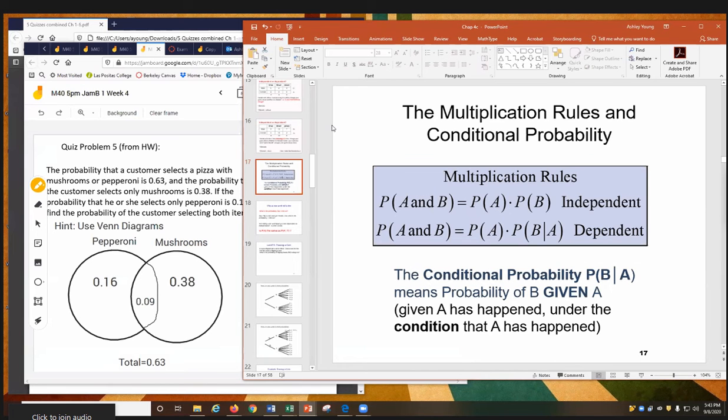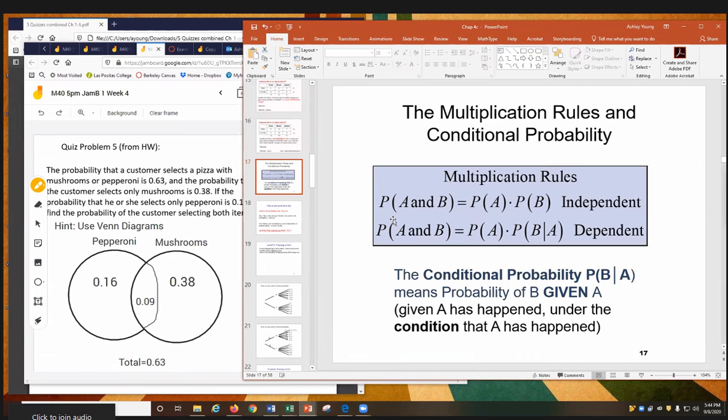Okay, so let's get someone to read this part here. How about Sky? Go ahead. Whole slide, right? Yeah, do you go by Sky, don't you? Yeah. Okay, great. The multiplication rules and conditional probability. Multiplication rules are probability of A and B equals probability of A times probability of B, which is independent. The probability of A and B is equal to the probability of A times the probability of B given A. Totally different. Forgot that one. No worries, all good.